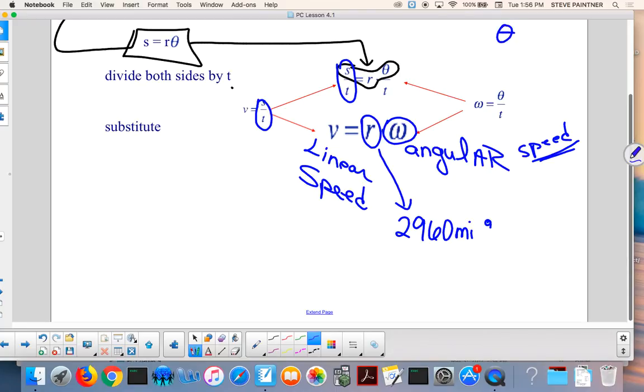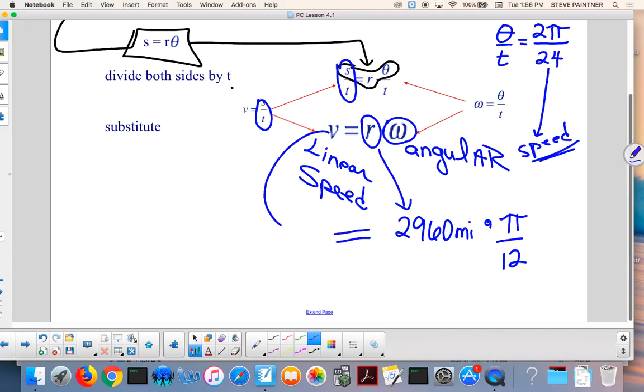Let's pretend I went all the way around the world. That would be 2 pi. How long did it take me to go all the way around the world? 24 hours. Guess what your angular speed is? Reduce that, please. Pi over 12. Guess what? You just found linear speed. If you type that into your calculator, the answer is 774, the same thing you got on the previous slide.